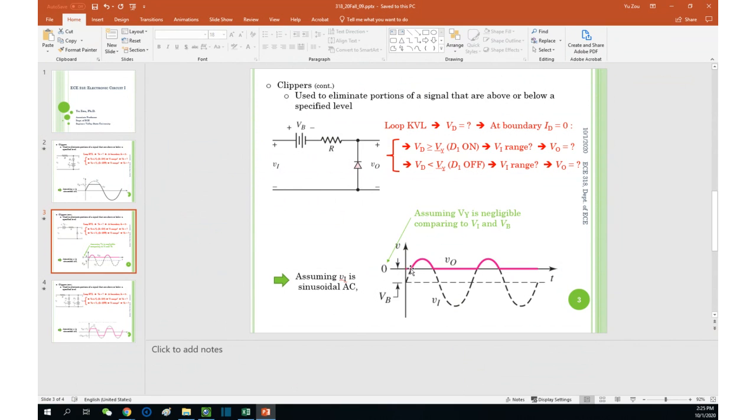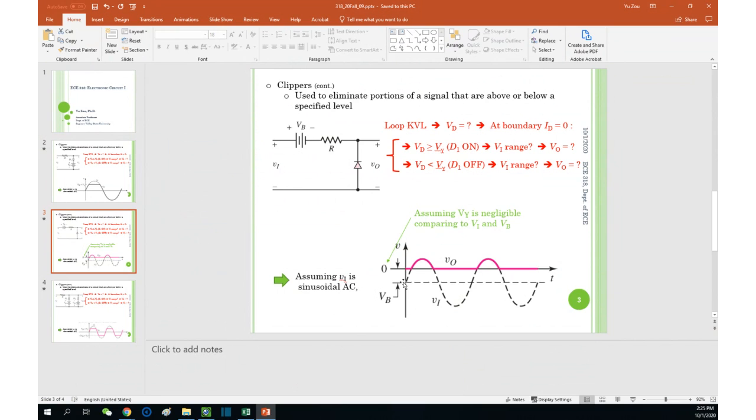Negative V gamma. Well, obviously he is assuming the magnitude of the AC Vi is very big, so V gamma is neglected. Does it make sense? V gamma compared to Vm is too small, so you can't see it very well. That's what it is doing. V gamma is too small.